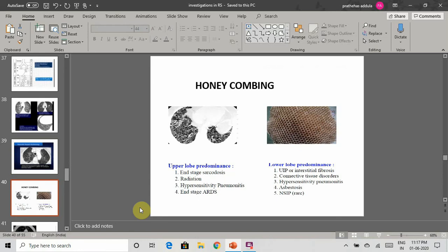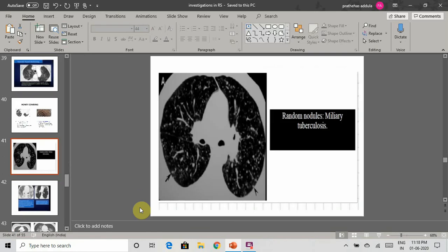And coming to honeycombing, upper lobe predominance type of honeycombing is seen in end-stage sarcoidosis, radiation, hypersensitivity pneumonitis and end-stage ARDS, whereas lower lobe predominant honeycombing will be seen in interstitial fibrosis, connective tissue disorders, hypersensitivity pneumonitis, asbestosis and NSIP. This image shows random nodules, miliary tuberculosis.